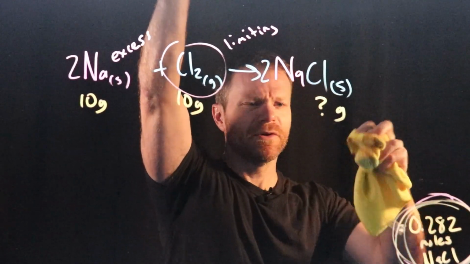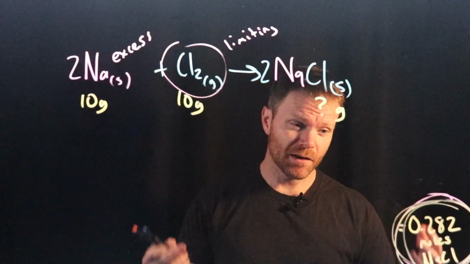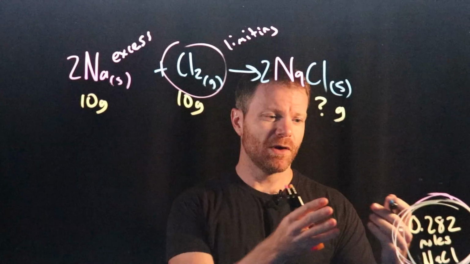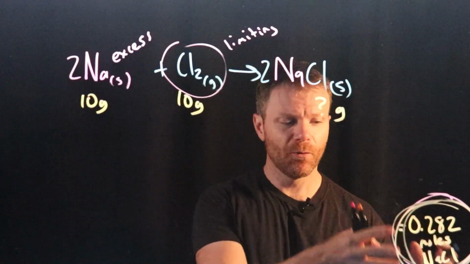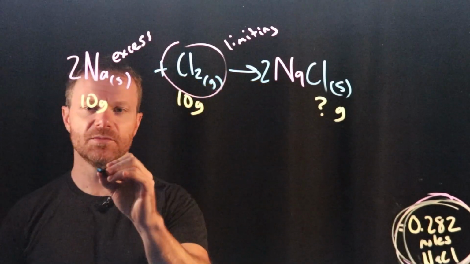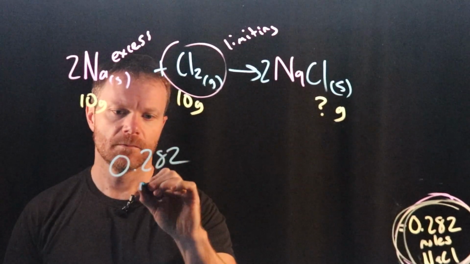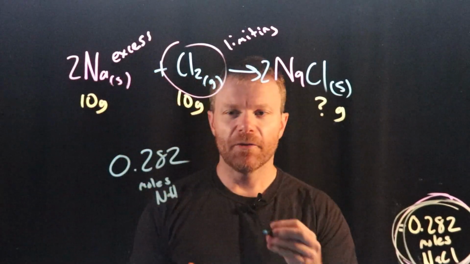Don't actually erase it, leave it in your work, but you're not going to do anything else with it. A lot of students want to convert that to grams, but you don't need to do that. Whichever one makes the fewest moles is going to be your limiting reactant, and that's the only one that you need to convert to grams. So let's take our 0.282 moles of sodium chloride, and let's convert that one to grams.